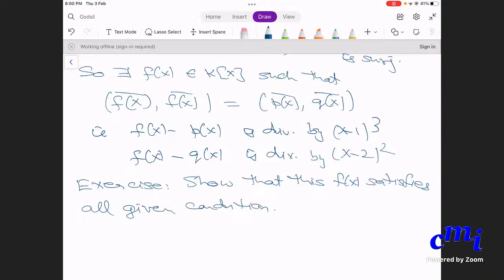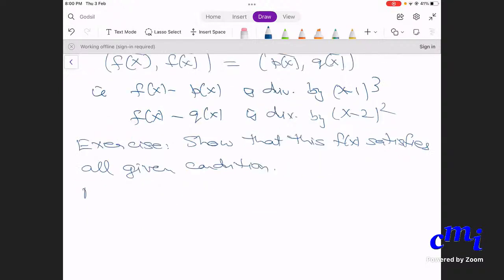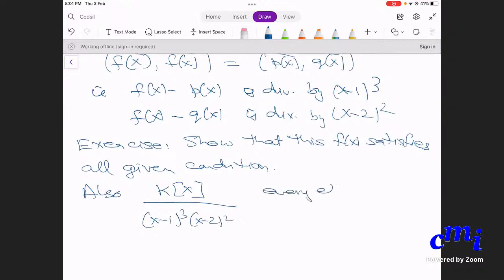But this f of x, we want it to be also of degree less than or equal to 4, right? And why can we do it with degree less than or equal to 4? If I take k[x] mod x minus 1 cube times x minus 2 squared, every element is represented by a polynomial of degree less than or equal to 4, because this denominator has degree 5. And as I just said, if you have a denominator of degree k, then everything can be represented by a polynomial of degree at most k minus 1 using the Euclidean algorithm.